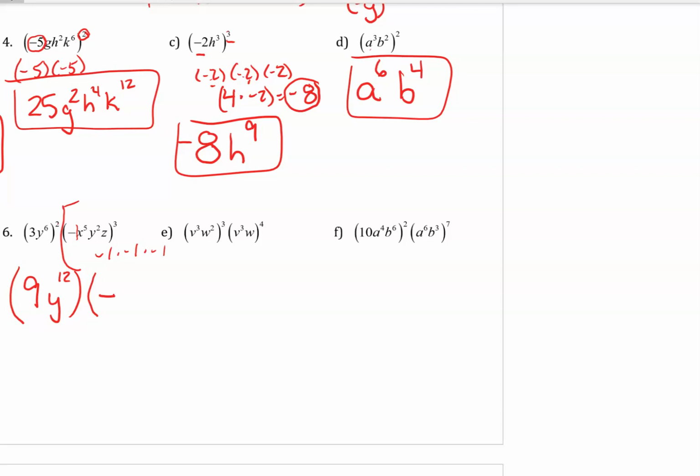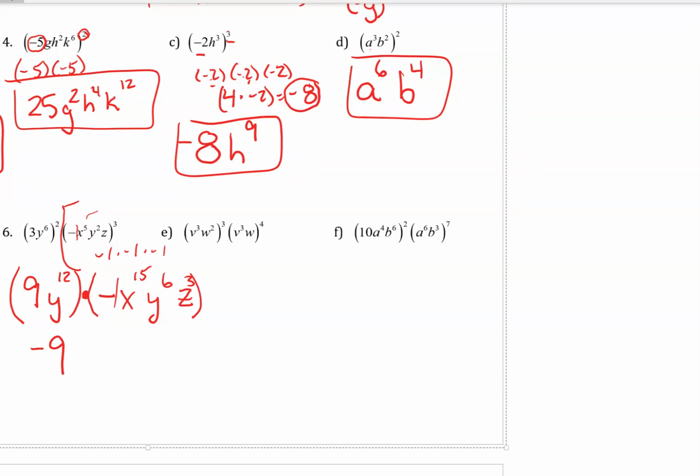X to the 5th to the 3rd, we multiply those 2 exponents together, it becomes x to the 15th. Y to the 2nd to the 3rd, we multiply those exponents together, y to the 6th. Z to the 1st to the 3rd, we multiply those exponents together, we get z to the 3rd. Now we're going to multiply these 2 parts together. 9 times negative 1 is negative 9.